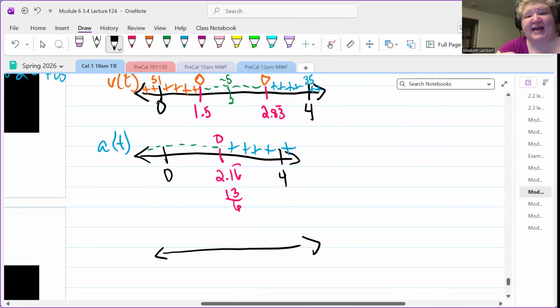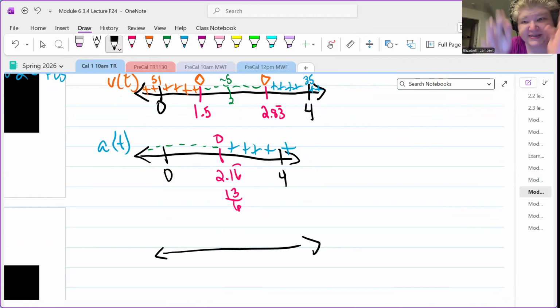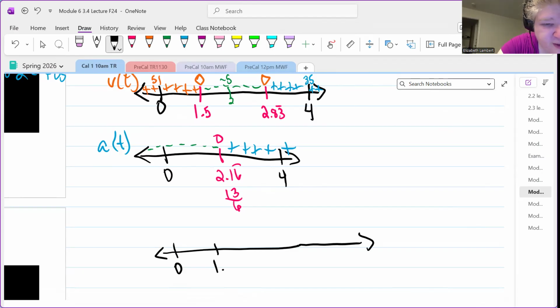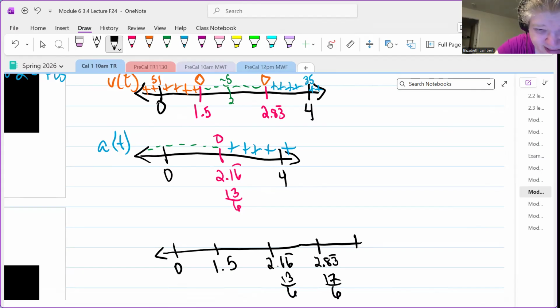Now my final number line has to have all of those zeroed values and the endpoint values. So I'm actually going to make that number line a little bigger because y'all know my handwriting's big. So we got 0. Our next critical number is 1.5. Then we have that 2.16 repeating, which I'll write as 13/6 because I'm pretty sure we need the fractions in WebWork. Then we have the 2.83, which is the 17/6. And then we finally have 4.